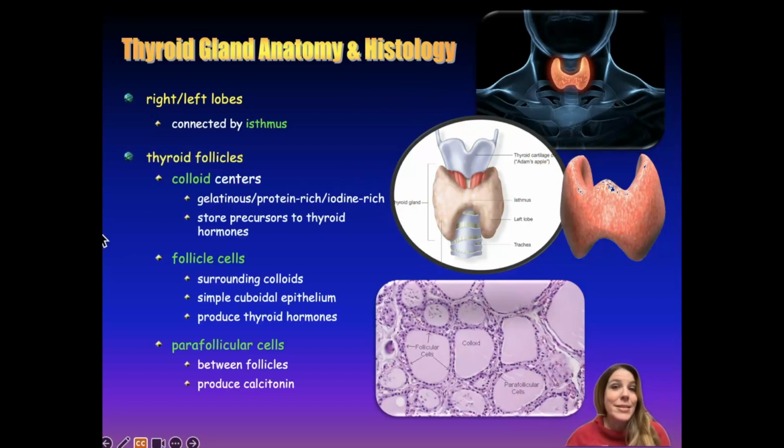Now let's talk about the histology of the thyroid, and it's unmistakable. It's really interesting. So here's a micrograph of a cross-section of a thyroid, and right off the bat, it's so easy to identify because you see these big pools. These are called colloids, and they're a gelatinous material that's full of protein and full of iodine, and therefore it's going to be storing the precursors to the creation of thyroid hormone. So the colloids store protein and iodine as precursors to making thyroid hormone.